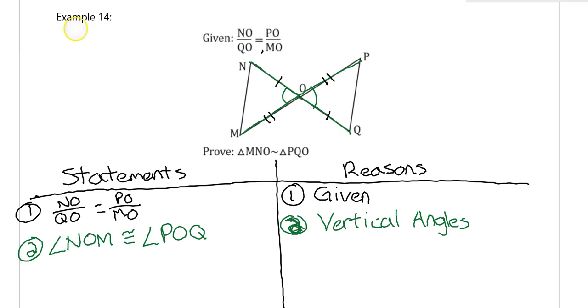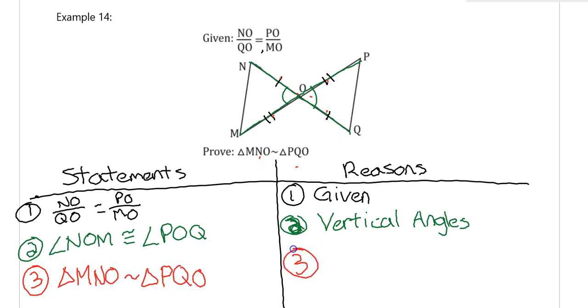Well, now if we look, I have a side, an angle, and a side. That is one of our theorems. So triangle MNO is similar to triangle PQO. I'm just writing that similarity statement. How do we know? Again, this is side, angle, side. All right, and that is it. Go ahead and work on B6.